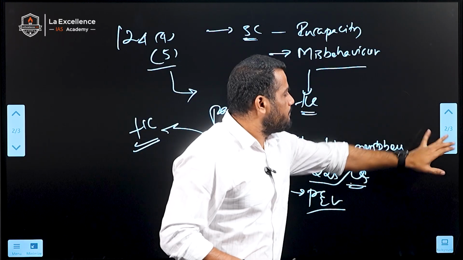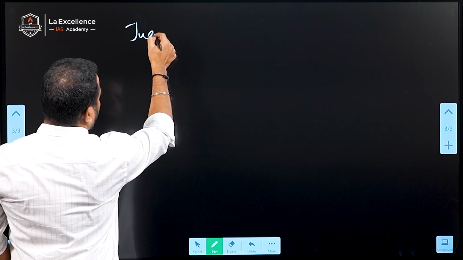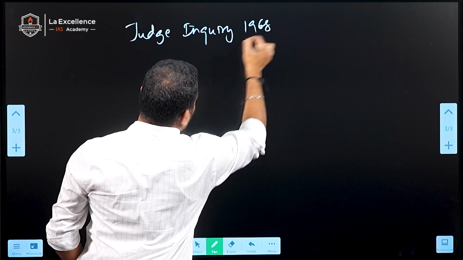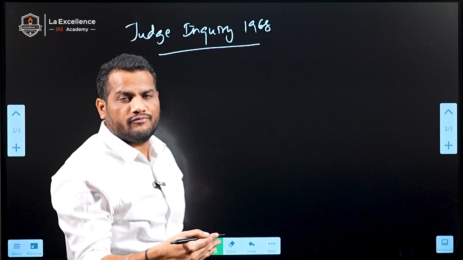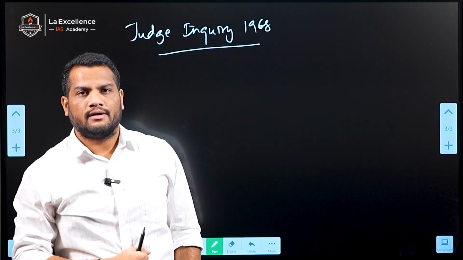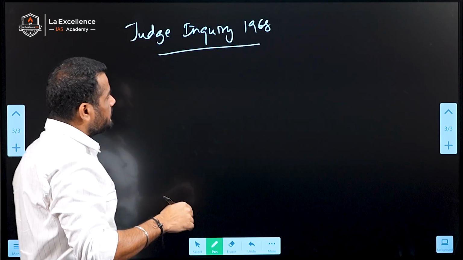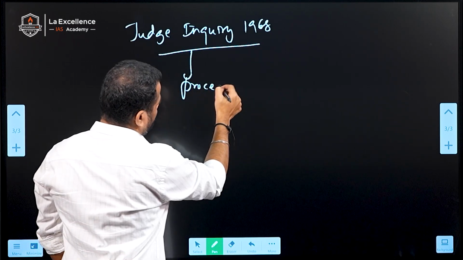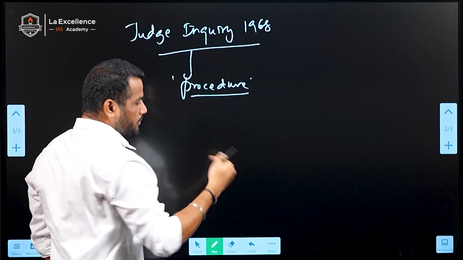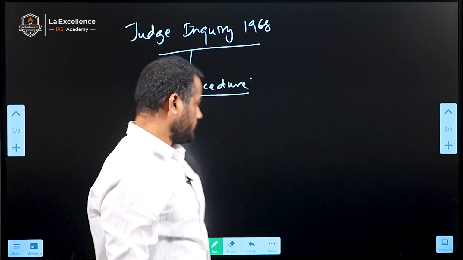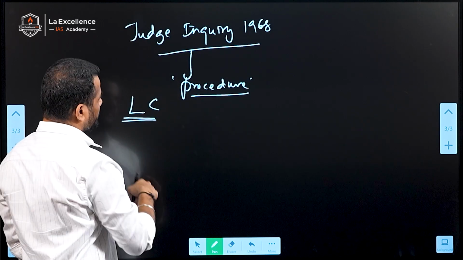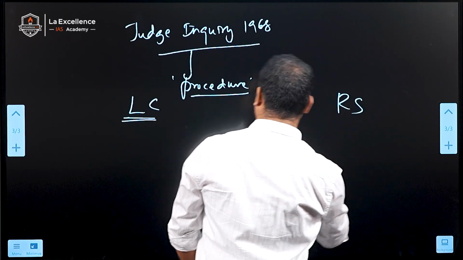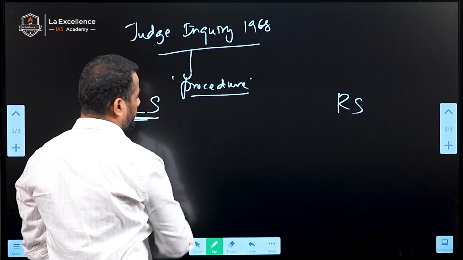But we also enacted the Judges Enquiry Act in 1968, which governs the removal of the High Court judge and Supreme Court judge. Under this Judges Enquiry Act, a procedure is laid down to remove the Supreme Court and High Court judge. What is the procedure? Both houses, Lok Sabha as well as Rajya Sabha, are involved in the removal of a High Court judge or Supreme Court judge.